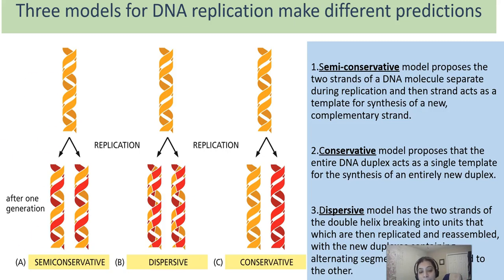And the last model was a dispersive model, where the two strands randomly have different sections that act as template and other sections that act as replication area, and they're just replicated and reassembled with the new duplexes, a mix and match of old and new on each strand.